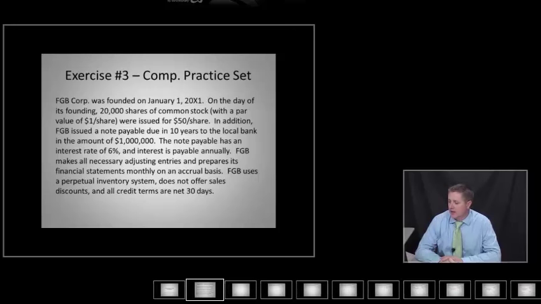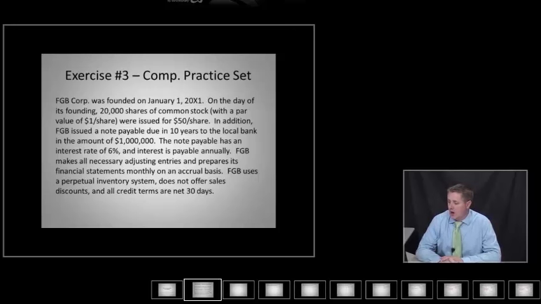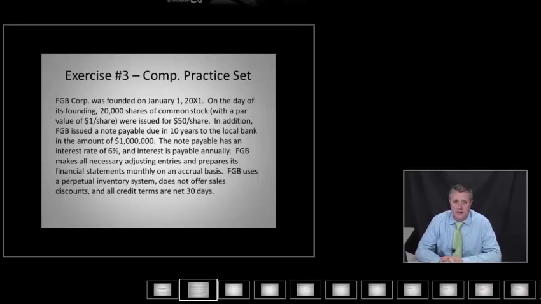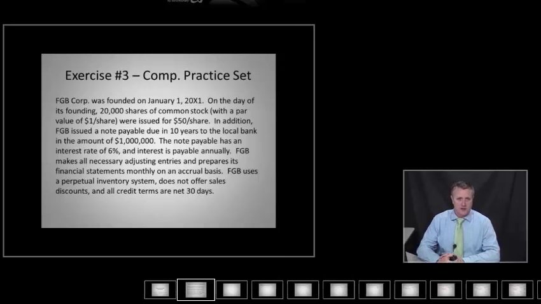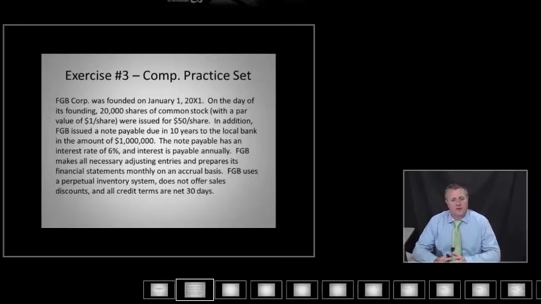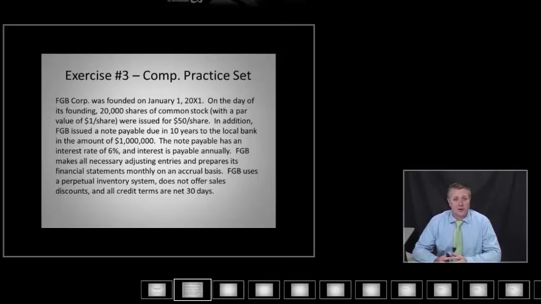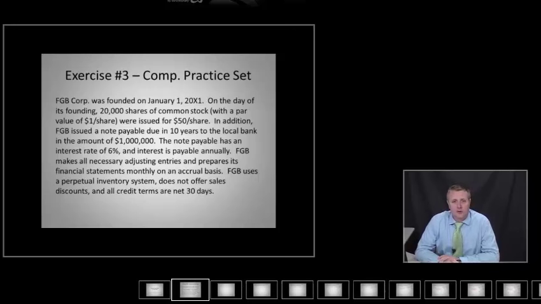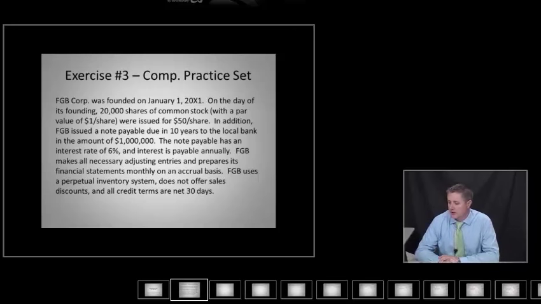FGB makes all necessary adjusting entries and prepares its financial statements monthly on an accrual basis. FGB uses a perpetual inventory system, does not offer any sales discounts, and all credit terms are net 30 days. So what's really going on in this problem is we have a new company that's being founded. One of the first things when you're founding a new company is you have to raise the initial financial capital. That's what FGB Corp is doing here. They're issuing new stock and they are issuing debt.